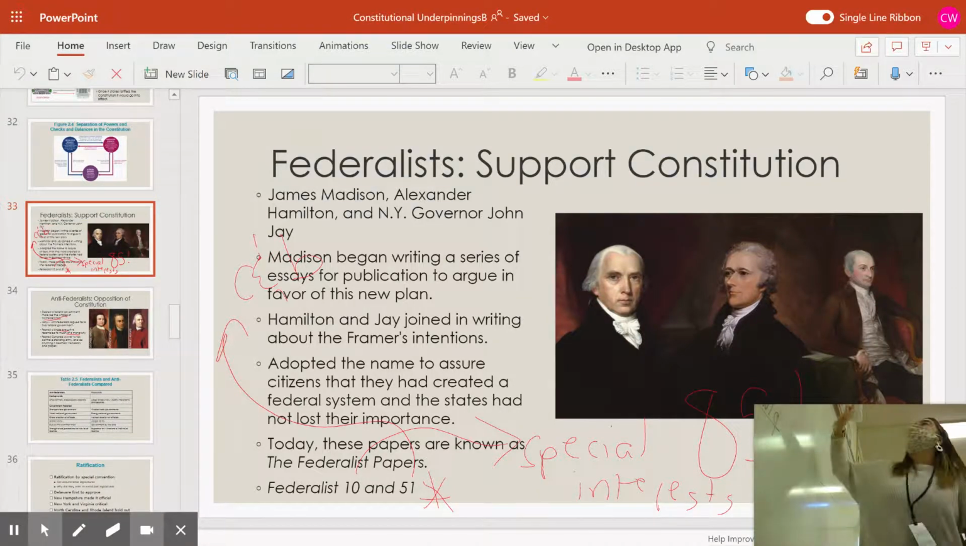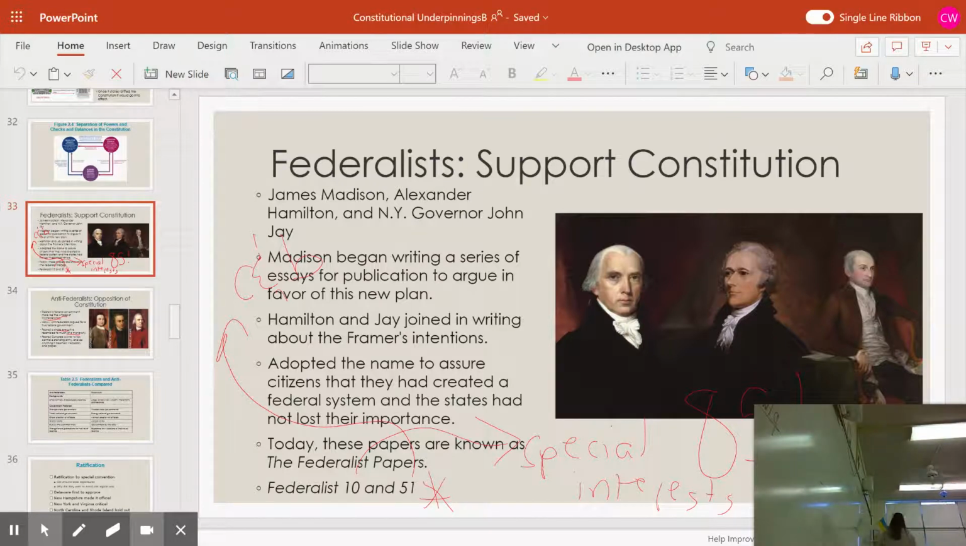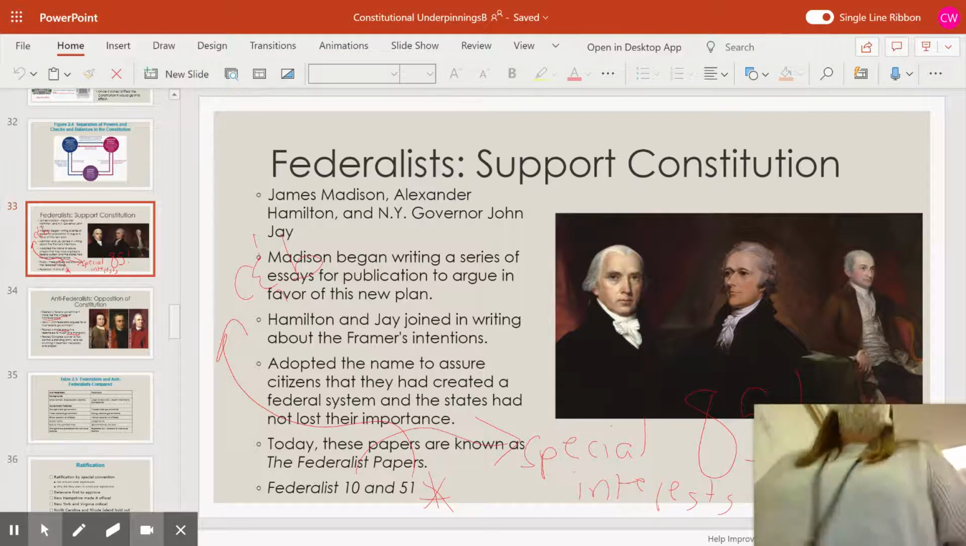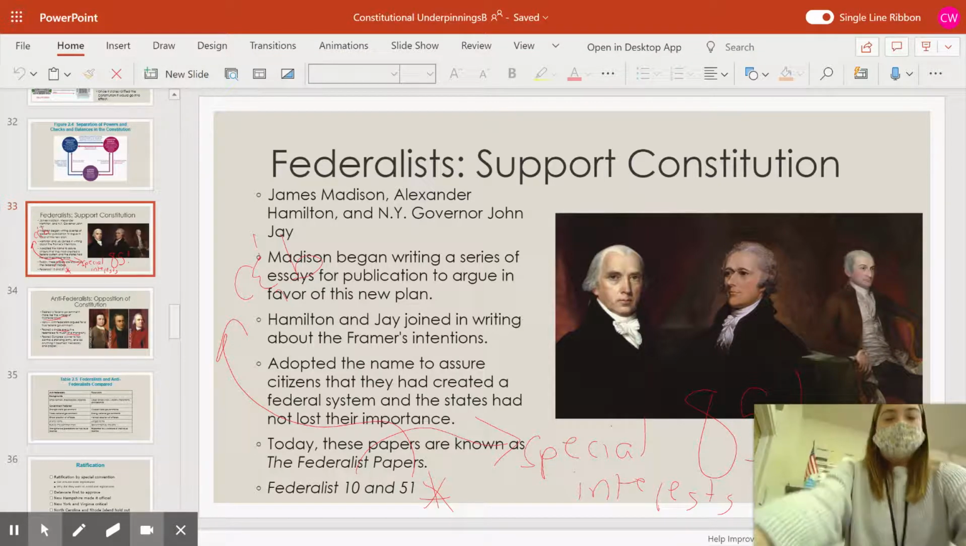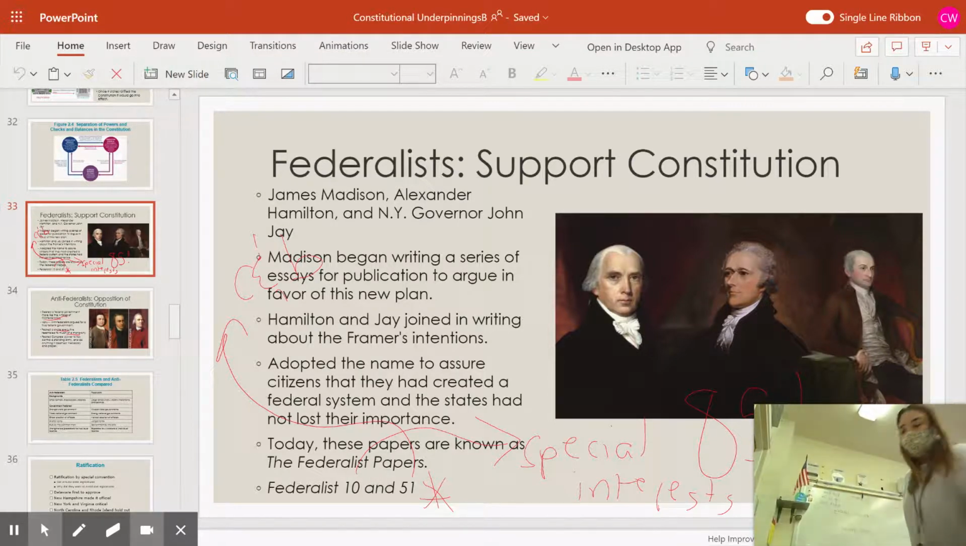So now we have these forms of democracy. Now we didn't look at these in particular yet, but these kind of come into play. These come into play with Brutus and Federalists, 10 and 51.